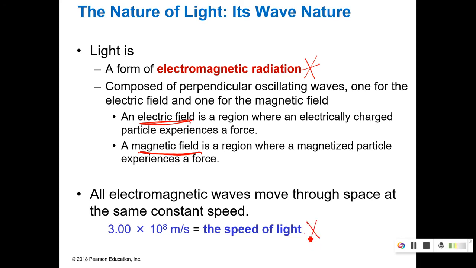Also, don't forget about the speed of light. This is going to come up in calculations later. It is a constant, so you do need to know that. And light travels at a speed of 3 times 10 to the 8 meters per second, okay, which is 300 million meters per second.